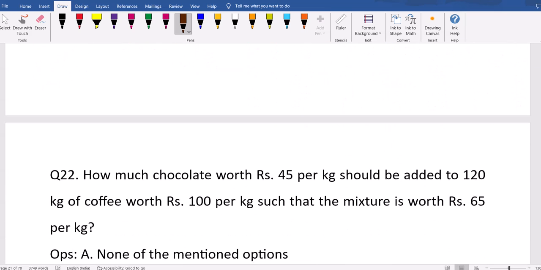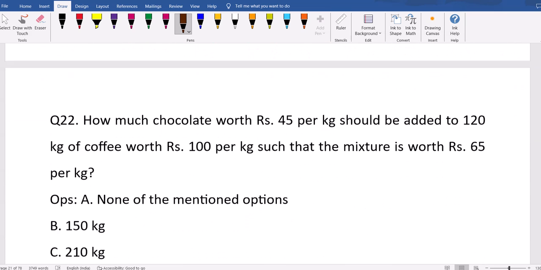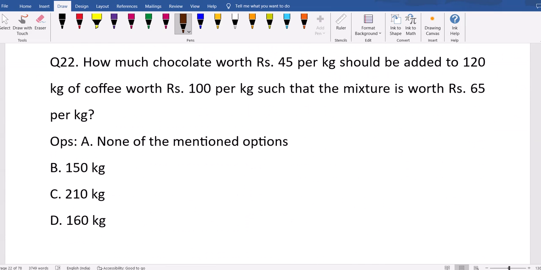You can see the questions are a bit similar. Here, mixtures and alligations we also need to focus on. The mixtures concept and progressions, I think that's not mentioned in the day one notes. They are asking mixtures, and progressions also they are asking.